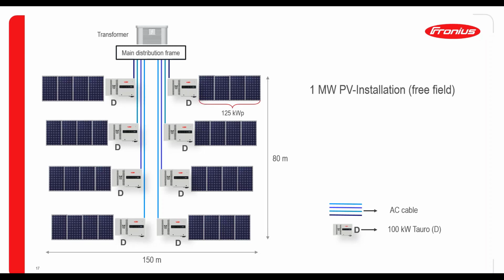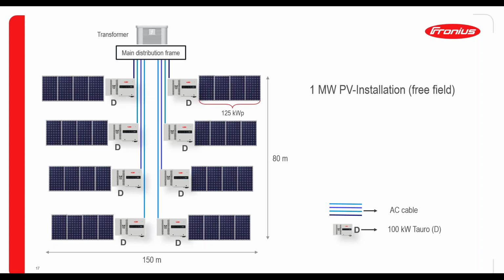But now let's take a closer look at a few examples I want to show you. First of all, I want to show you an example of a 1 megawatt peak PV installation. It's a free field, and we have roughly calculated here with 150 by 80 meters in measurements. So this should be roughly a 1 megawatt system. In this system we calculated with 125 kilowatt peak module arrays, and for every array we would have 1 Tauro 100 device.